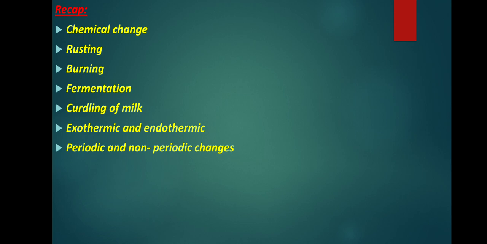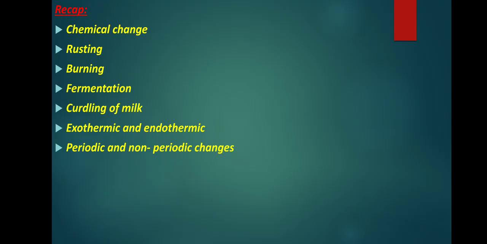Next one, burning. Burning a piece of paper gives entirely new substances such as carbon dioxide, water, water vapor, smoke and ash. Heat and light are also given out during the burning of paper. The next one, curdling of milk. Curdling of milk is a process in which liquid gradually turns into solid, forming clumps along the way.